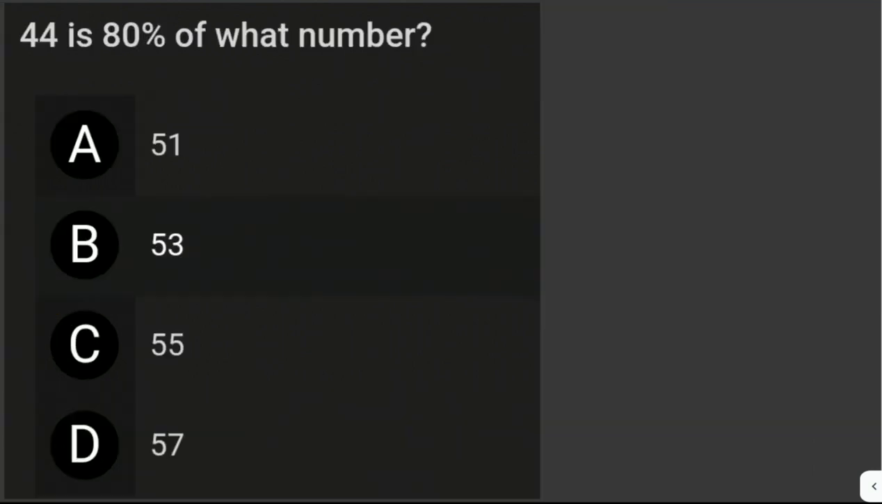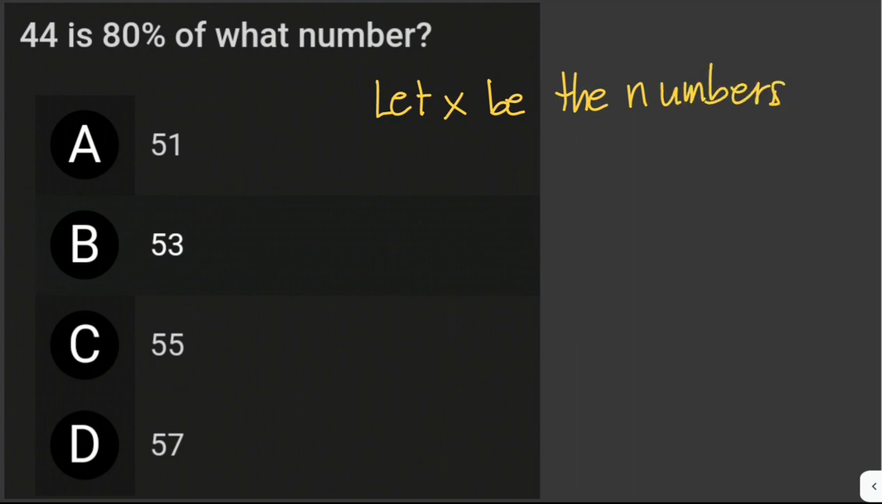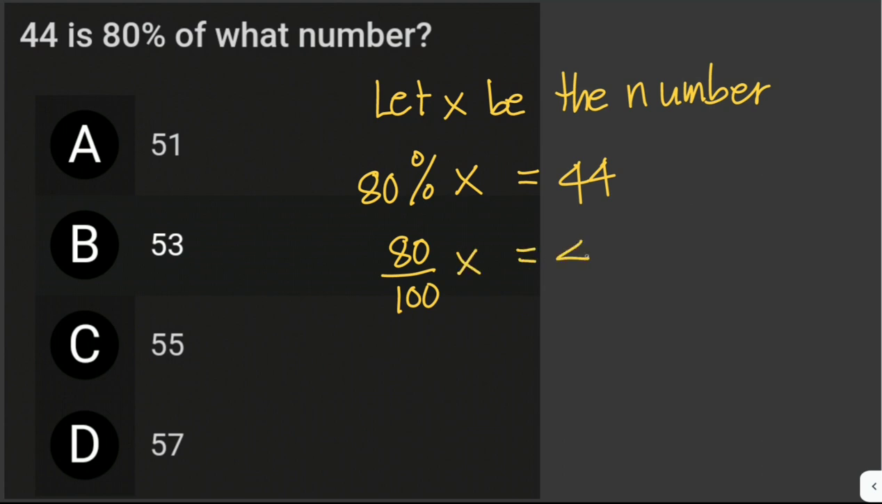Okay, 44 is 80% of what number? So we don't know the number. So we let x be the number. So that is 80% of the number, which is x, equals 44. And we can convert 80% into a decimal. So 80% is just 80 over 100. Then this is just 0.80x equals 44.